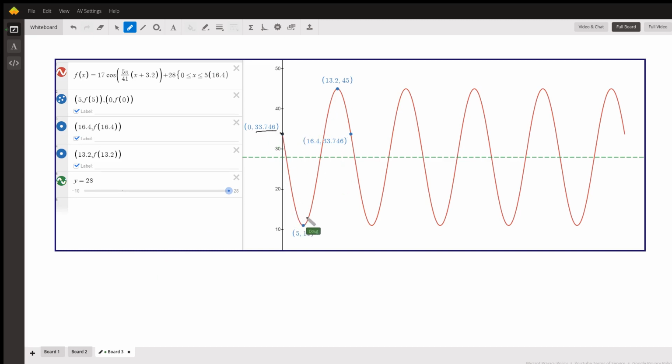Okay, and so there's the low point at 5 meters to the right. Turns out it takes 13.2 meters to get to the high point, and it just repeats.